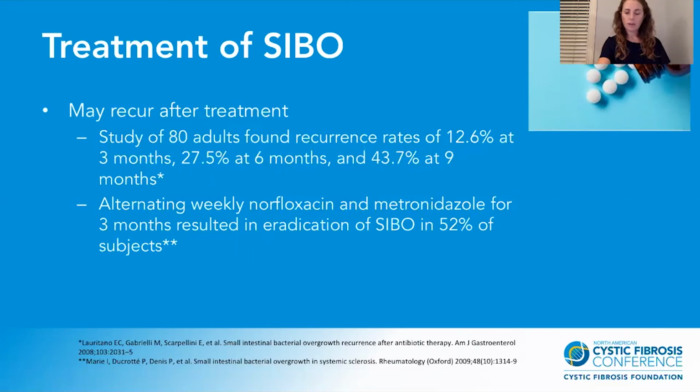A single study evaluated the use of repeat antibiotics to treat SIBO and prevent recurrence in 51 patients with systemic sclerosis. In this study, the patients were given 7 days of norfloxacin followed by 7 days of metronidazole for 3 months. Both the presence of SIBO and SIBO resolution were assessed by glucose breath testing. The authors found that 52% of subjects exhibited eradication of SIBO and significant improvement of their intestinal symptoms after treatment.